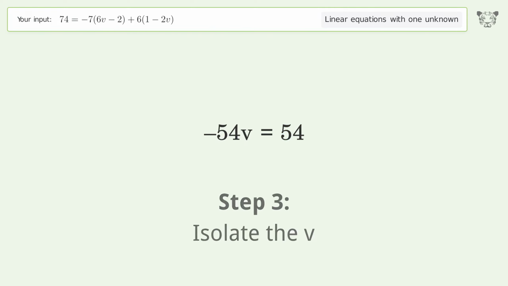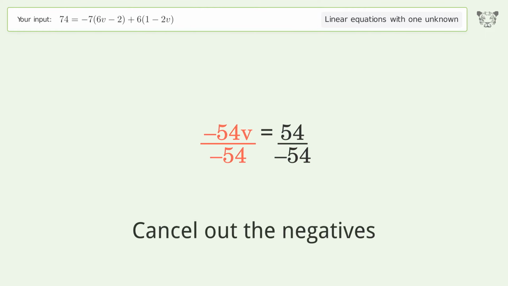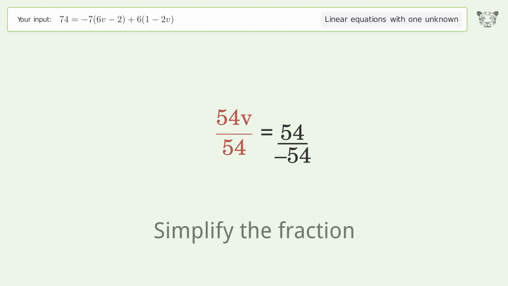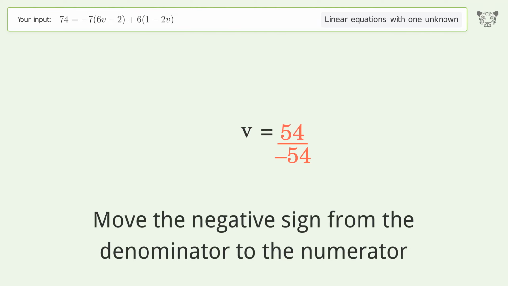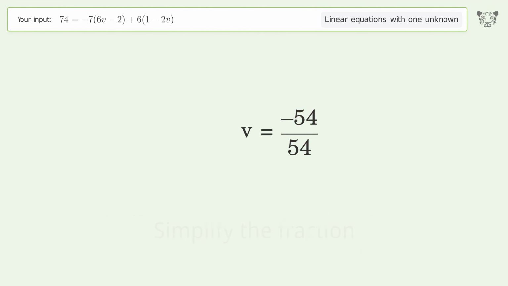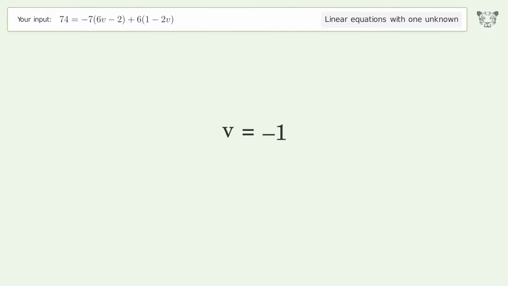Isolate the v. Divide both sides by -54. Cancel out the negatives. Simplify the fraction. Move the negative sign from the denominator to the numerator. Simplify the fraction. And so the final result is v equals -1.